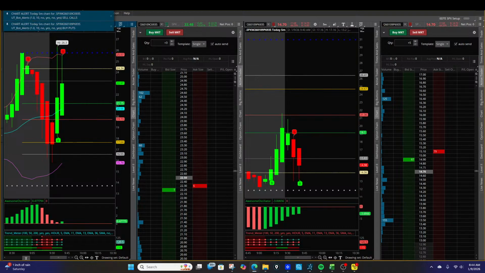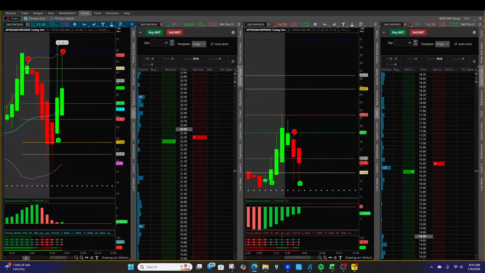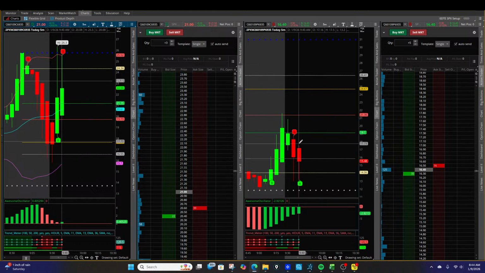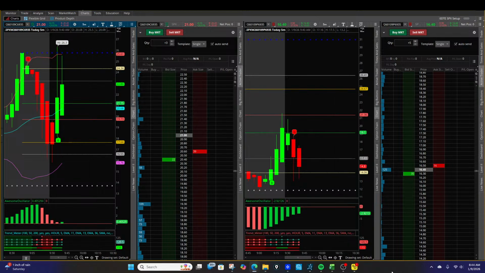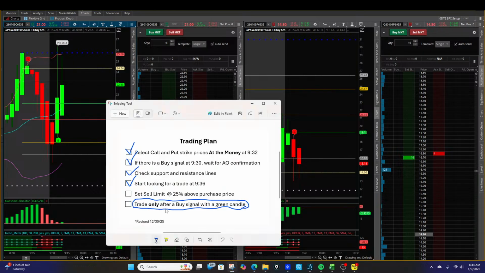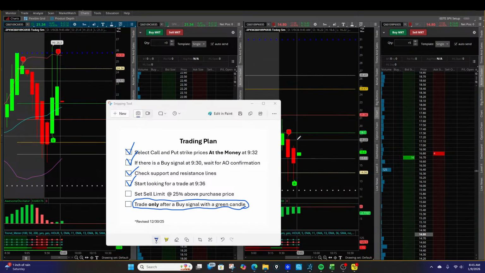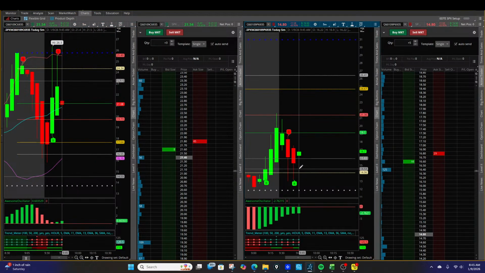Oh, okay. I just got a buy on the puts and a sell on calls. Okay. And if we look at this buy signal, I'll go to the music in a minute. There's a red candle. And I don't buy on red candles. I buy on green candles. And that's part of, once again, the trading rules: trade only after a buy signal with a green candle. So this is not a green candle. However, right after it is.